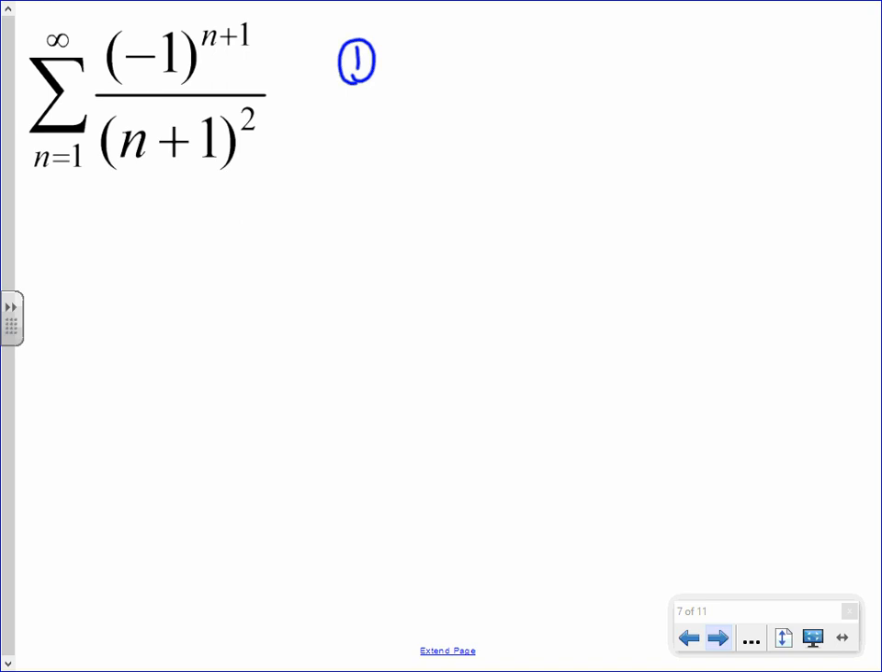We recognize that it's an alternating series because of the negative 1 to the n plus 1 power. Okay. So first we need to look at the limit as n approaches infinity of the non-alternating piece, 1 over (n plus 1) quantity squared, which is 0. Good.